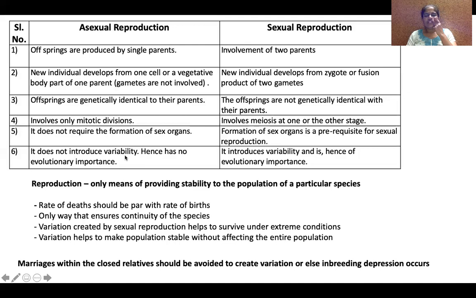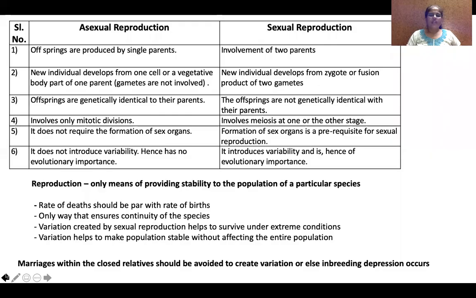As we have learned in the last class, in vegetative reproduction or asexual reproduction, variability will not be there. So evolutionary importance will be very less. And they are very sensitive to any infection, mass infection. So variability will be very less. Whereas in sexual reproduction, variability will be high. And hence, evolution takes place.